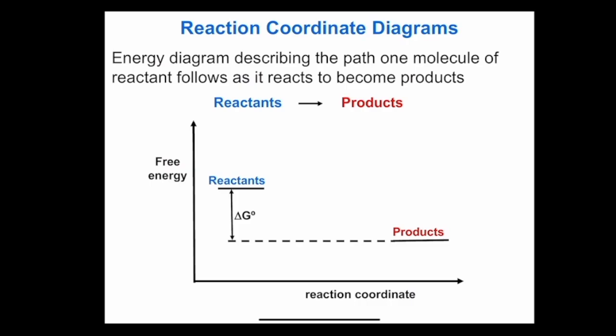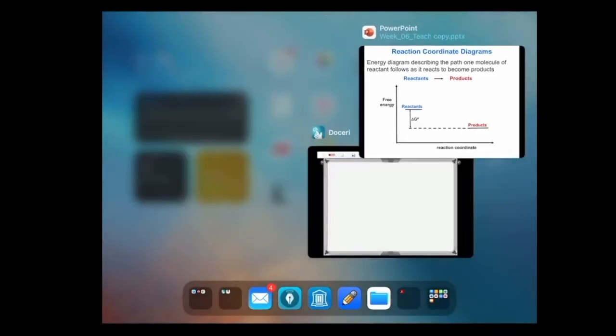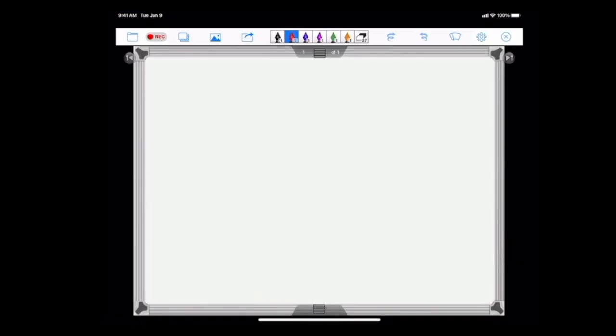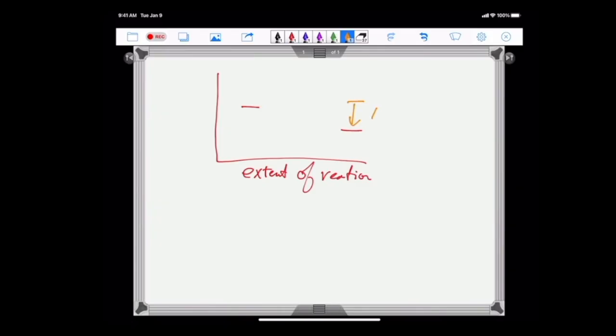Okay, here's the difference. Remember before we did extent of reaction? In here, I have two levels. What is this value right here? Delta G naught, right? It is the difference in energy between starting materials and products. This is our free energy.